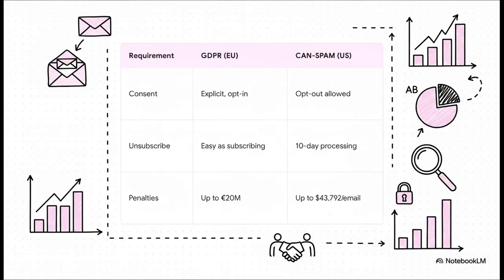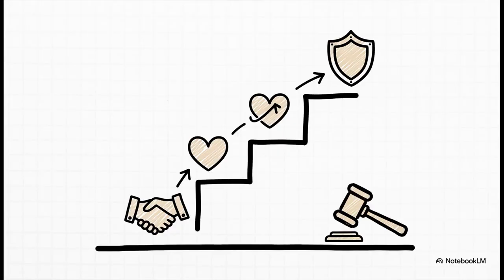This table breaks down the 2 big legal frameworks you hear about all the time. Over in Europe, GDPR is all about explicit opt-in. People have to clearly say, yes, please email me. Here in the US, CAN-SPAM is more about making it super easy to opt out, to unsubscribe. And as you can see, the penalties for getting this wrong are no joke, so you have to take this stuff seriously.